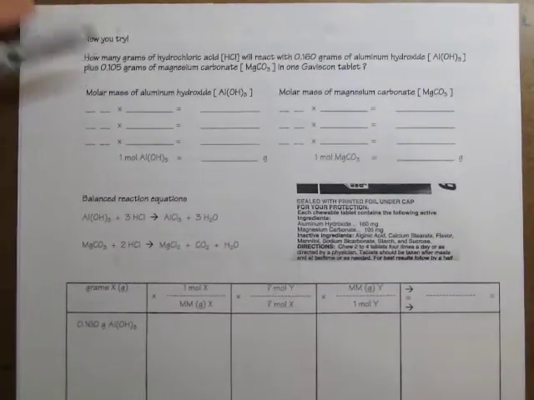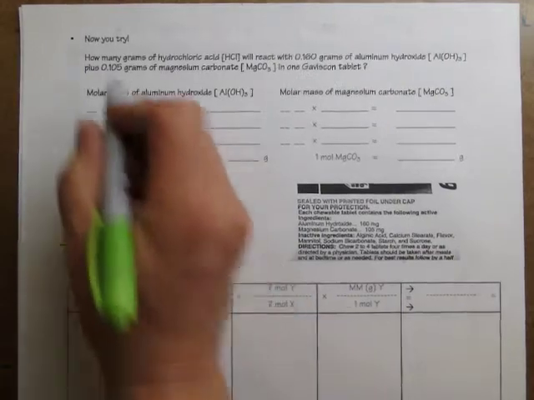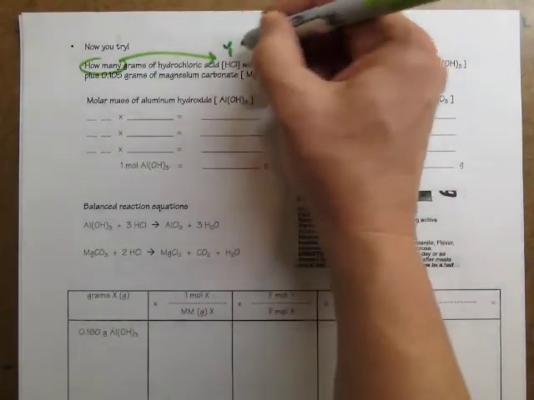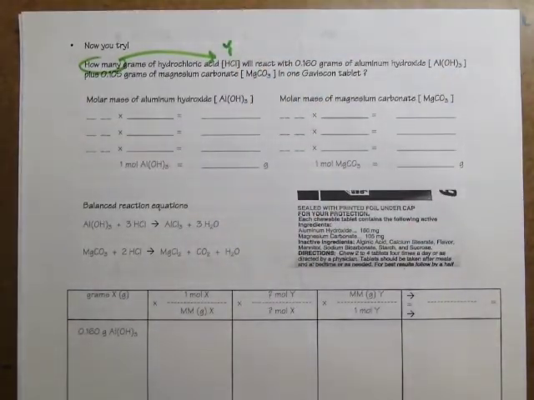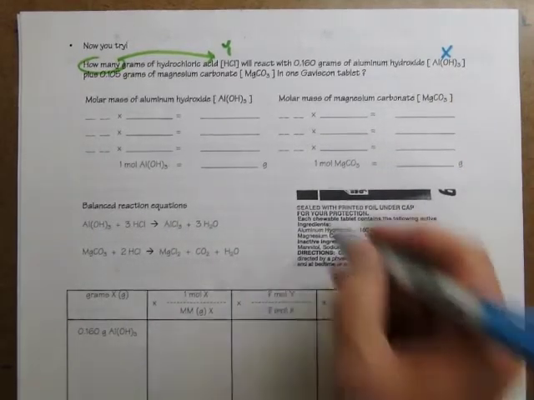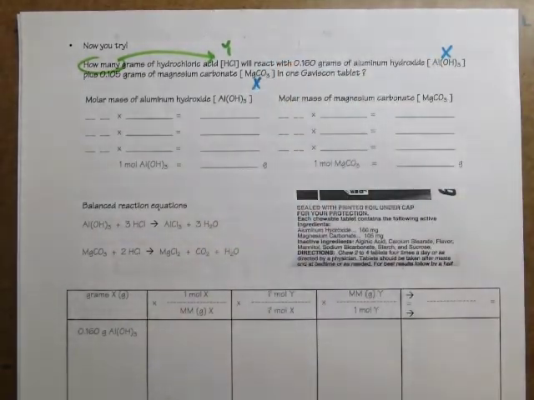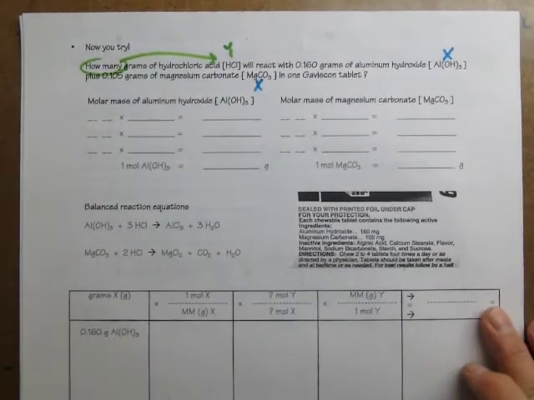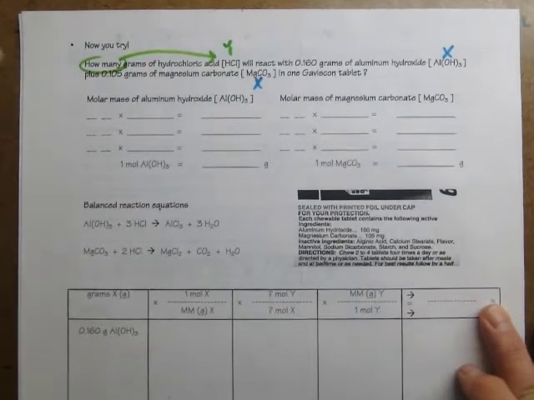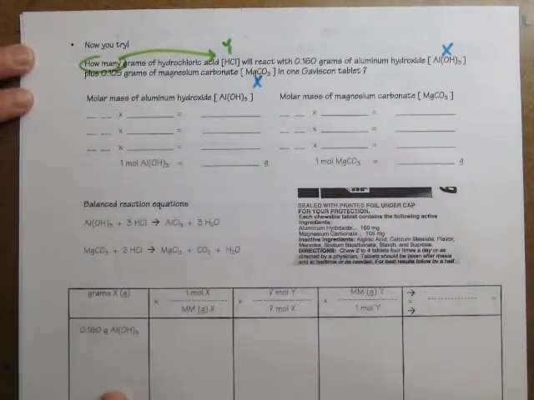Okay, so in this problem, we're still trying to find out how many grams of hydrochloric acid can be used up. That's what we're trying to find out. It's why we're doing the problem. But this time we're going to have 2 different X's. We're going to calculate once for the aluminum hydroxide and once for the magnesium carbonate, both of the ingredients found in the Gaviscon. And then we'll add together the results because both ingredients are working together to reduce the hydrochloric acid in your stomach. Alright, so let's calculate the masses of those.